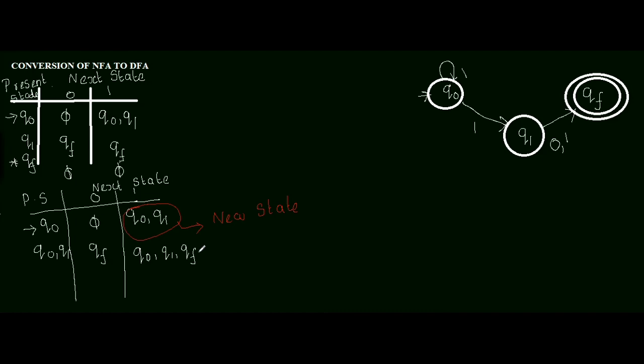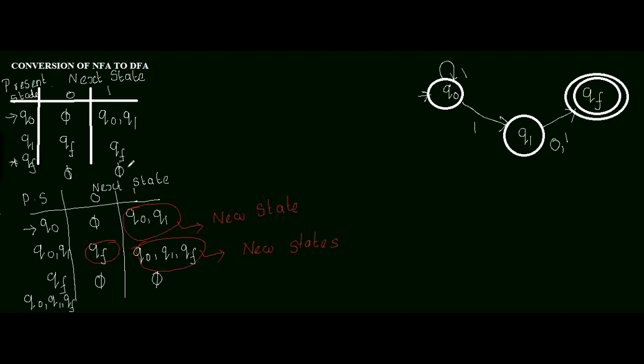Now check, is there any new state? So QF is a new state, and again we have one more new state Q0, Q1 and QF. So we are going to make these two new states our present states. Now I am going to make this QF my present state. So for QF, the next state is empty if the input is 0, and if the input is 1, the next state is empty. So I am going to write empty over here. There is no new state over here. So I am going to proceed with this one, Q0, Q1 and QF.